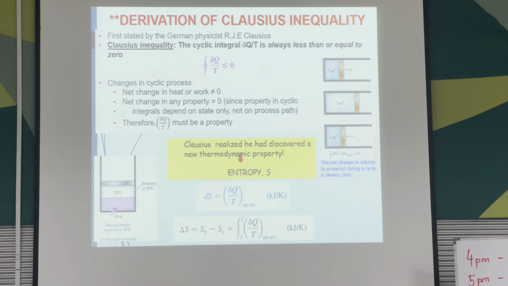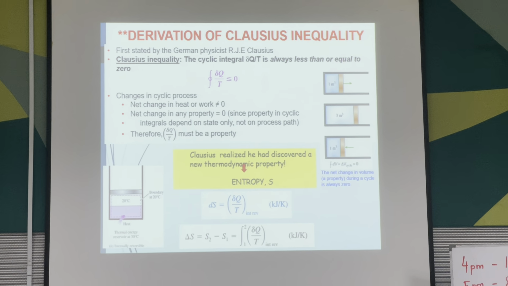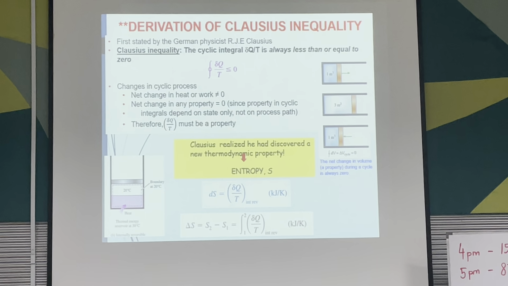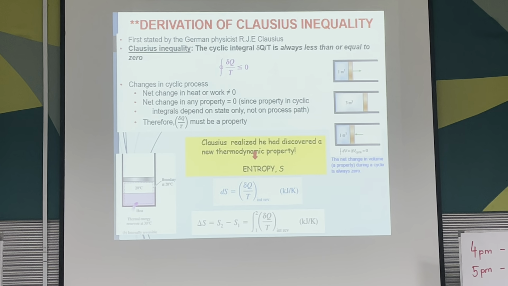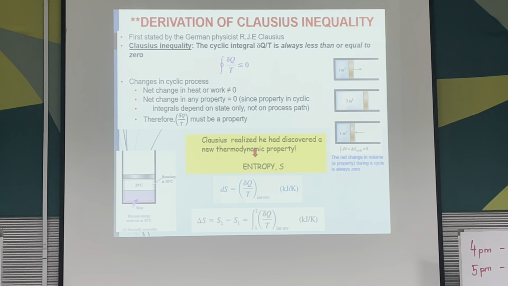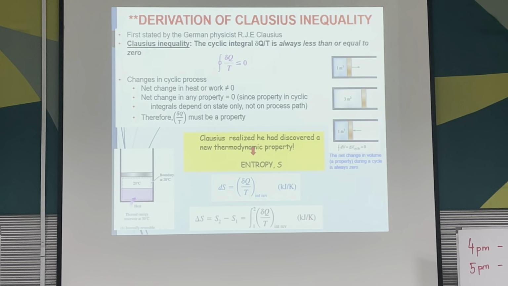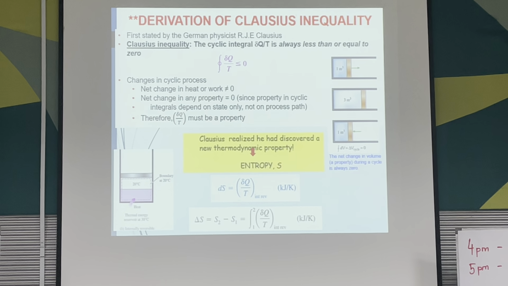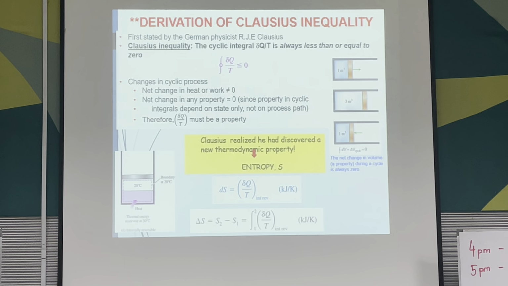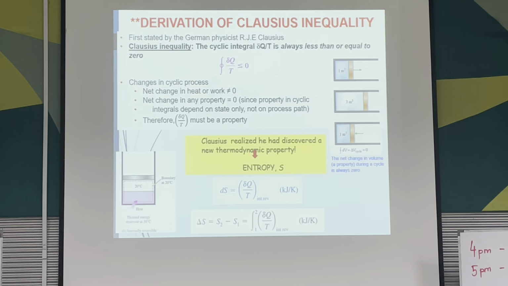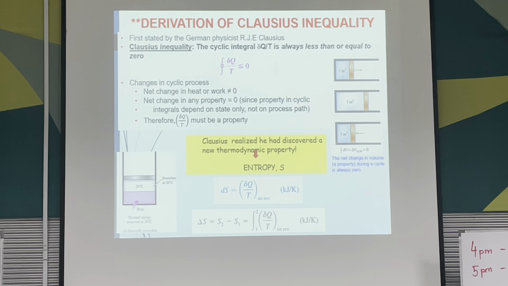Okay, so first off, we will derive what we call the Clausius inequality. This is something that was first stated by a German physicist called Clausius. That's why that's the name. This statement states that the cyclic integral of delta Q over T is always less than or equal to 0. So if you integrate this term delta Q over T over the cycle, that's what we mean by cyclic integral. So over the entire cycle that it goes through, the value that you get will always be less than or equal to 0.